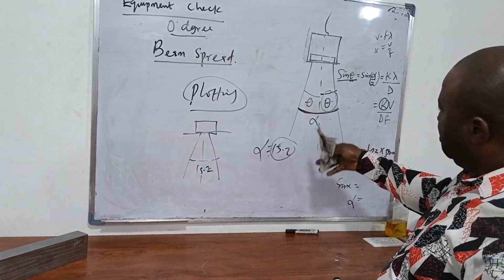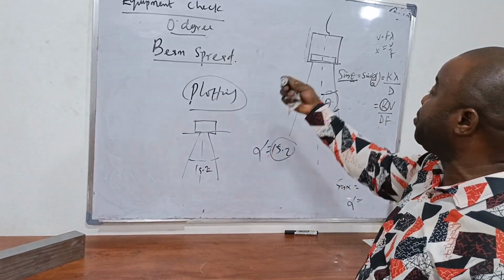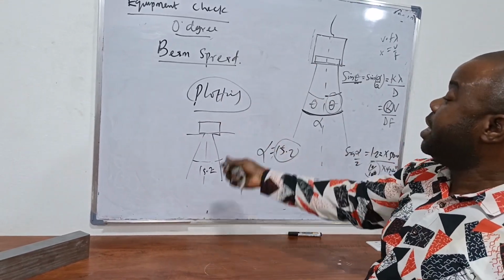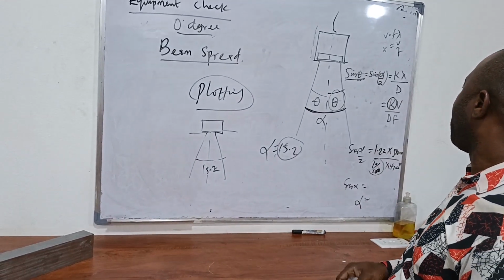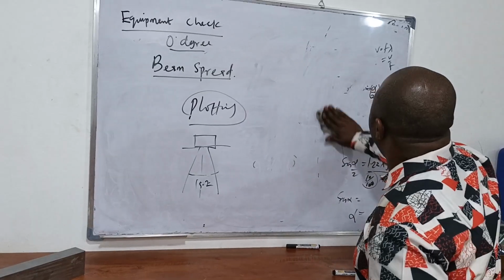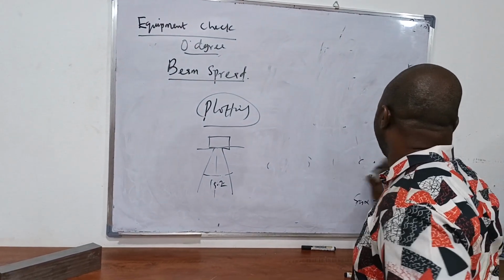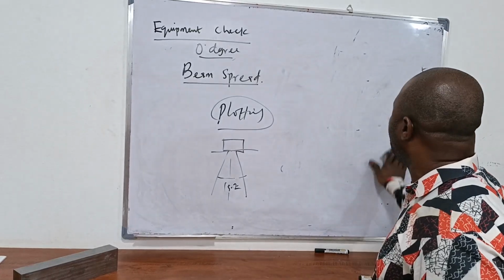So theoretically you know it, but practically, how do you check if the beam spread that you calculated theoretically is actually matching what is happening in real life when you do the connection? So what do we do? How do we do our beam spread? How do we plot it?